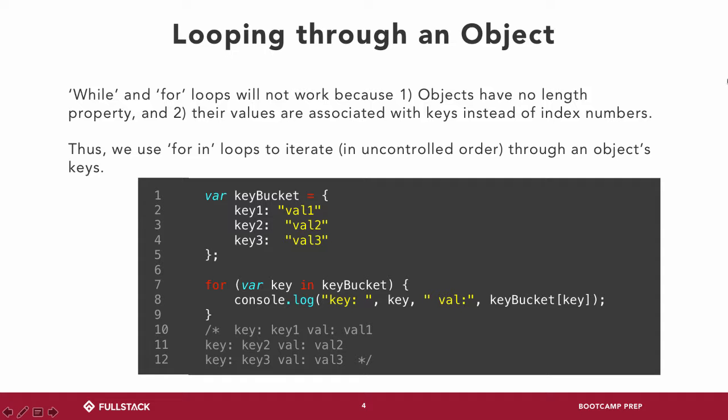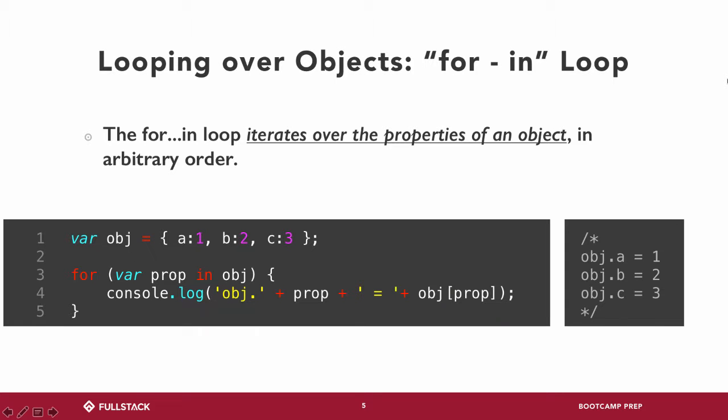So this is a little bit more up close of the for in loop. We have access to this variable within the for in loop, but scope-wise, we don't have access to it outside of it. And this prop variable's value will change every iteration. So it starts with prop being equal to A, and then it goes B and then C.